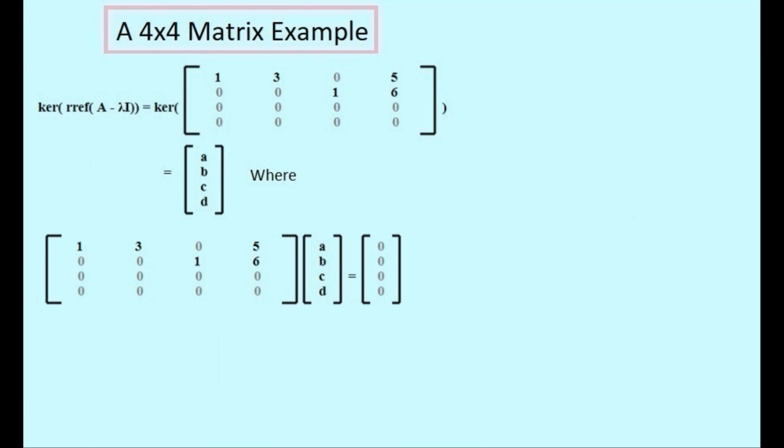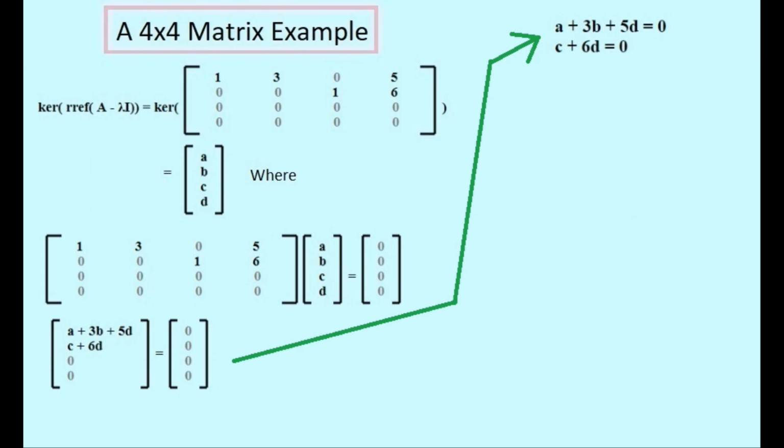The kernel will be equal to this vector a, b, c, d. We'll find it using the equation shown here. Multiplying this matrix and vector together gives us this equation. We can take these two equations out and solve them with real number algebra. Then we can eliminate two variables because there are two equations, leaving us with b and d.